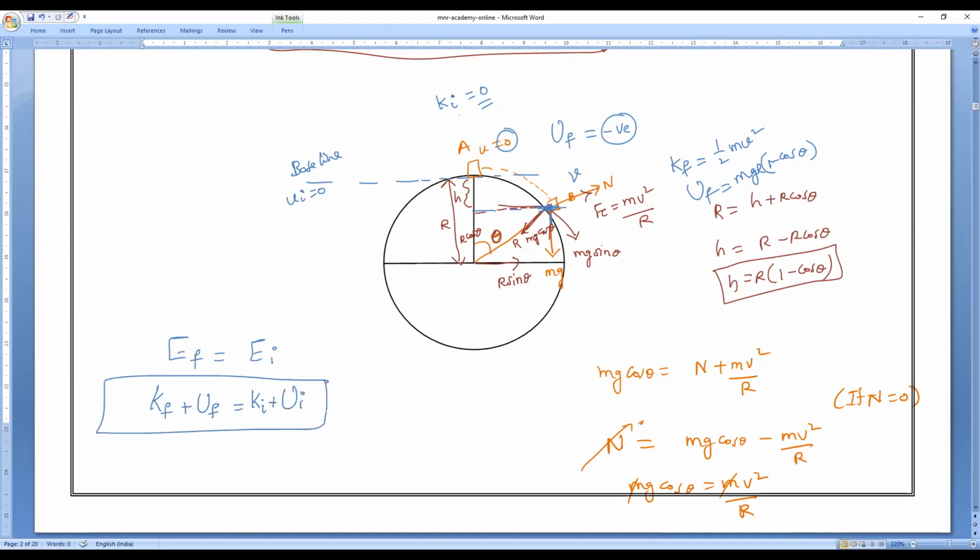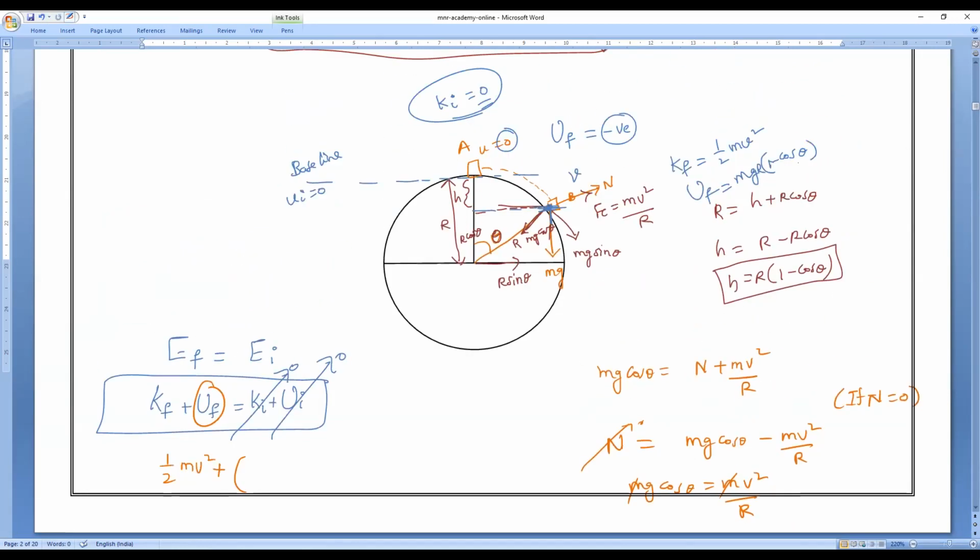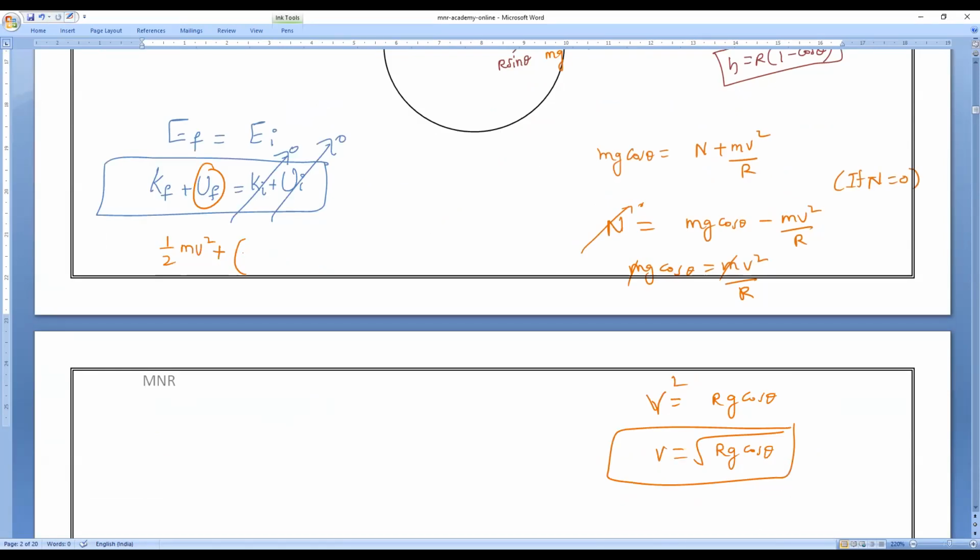So we all know that initially velocity is 0, so kinetic energy equals 0 and potential energy is also what? Everybody? 0. Okay. Now the final kinetic energy, I got it: half mv square, plus the final potential energy. Just now we have calculated here, what is the final potential energy? mgr into 1 minus cos theta. But cos theta, it is acting in the downward direction, so it will be negative. So it will turn into half mv square plus minus mgr into 1 minus cos theta, which is equal to 0.